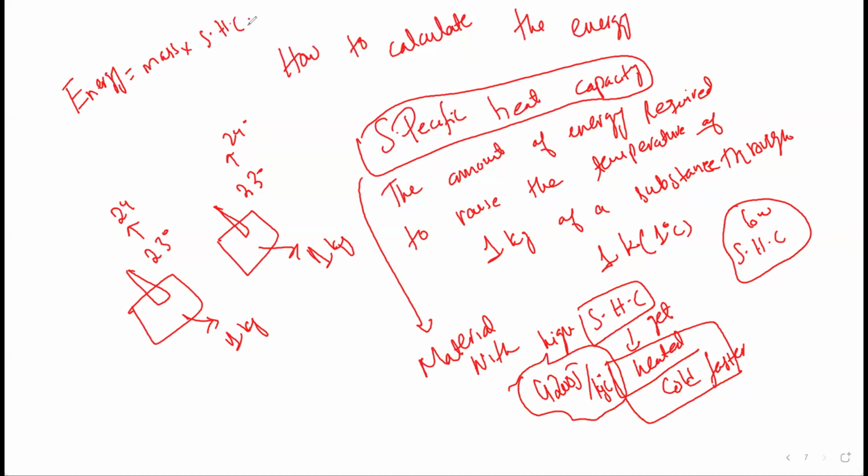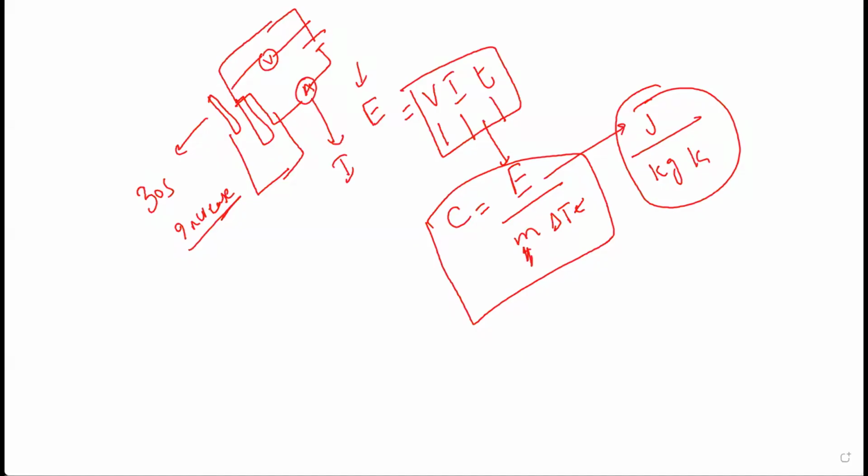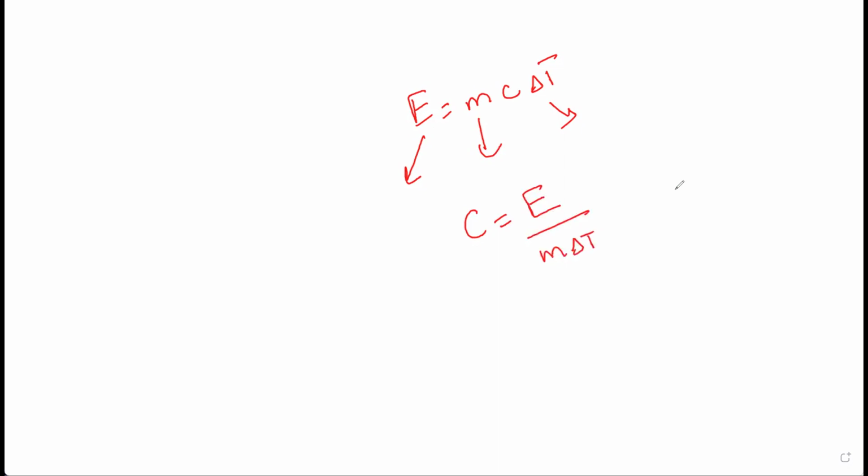specific heat capacity times difference of temperature. So what was the difference of temperature? 1 degree C. What was the amount of substance? 1 kilogram. So, let me redraw the diagram. In order to use this formula, energy equals mass into specific heat capacity into temperature change, we would need to measure these values in order to find out the specific heat capacity, which would be equal to E over M into delta T.